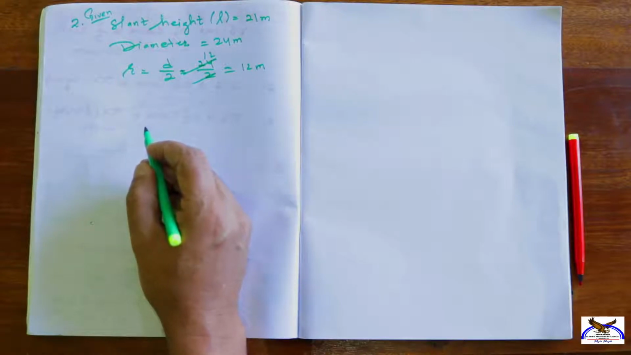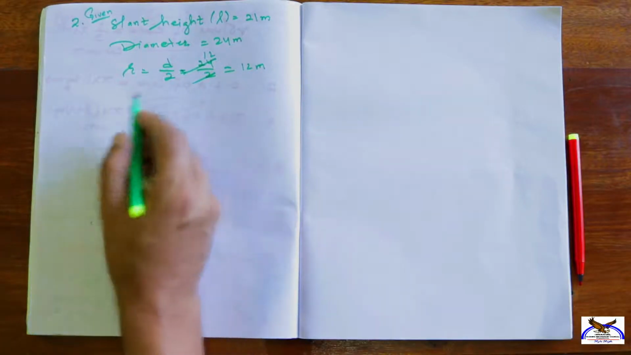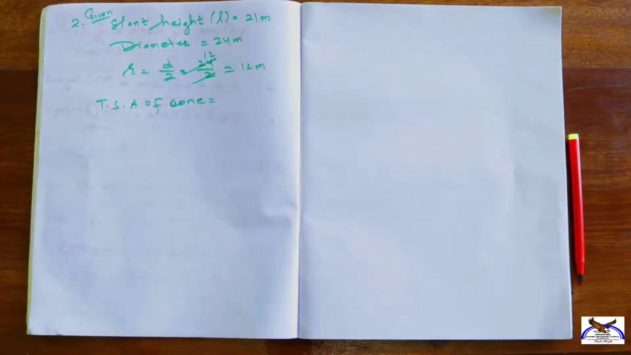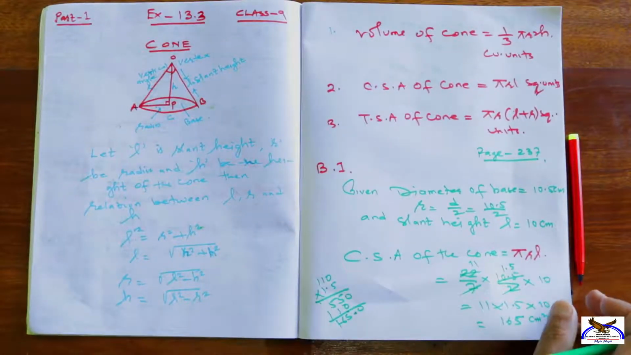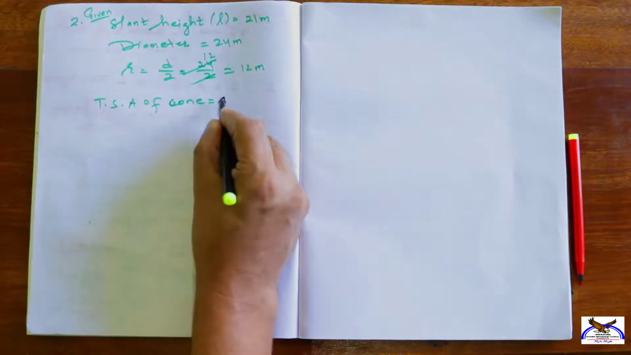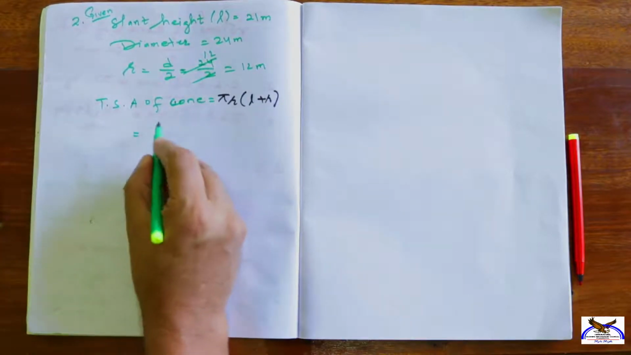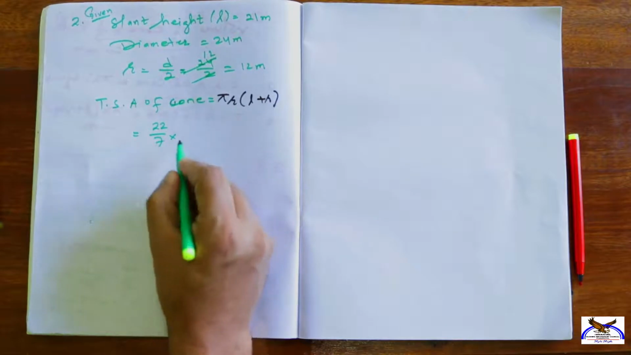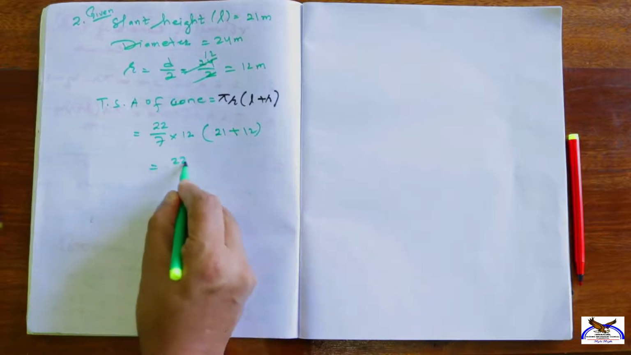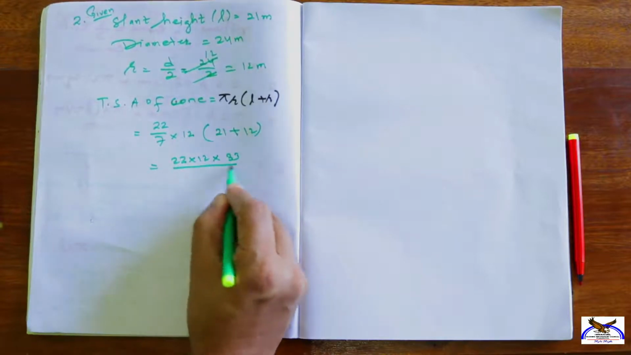Now find the total surface area. We'll have to use the total surface area formula here. Total surface area of the cone is pi r (L plus r) square units. So here pi is 22 by 7, the radius is 12, slant height is 21, plus radius 12. That is 22 into 12, into 21 plus 12 which is 33, by 7.